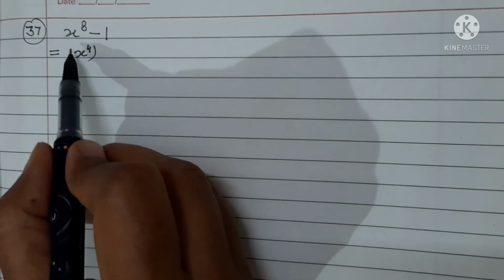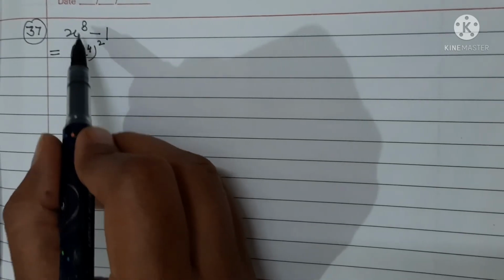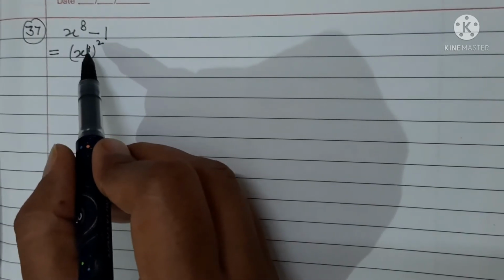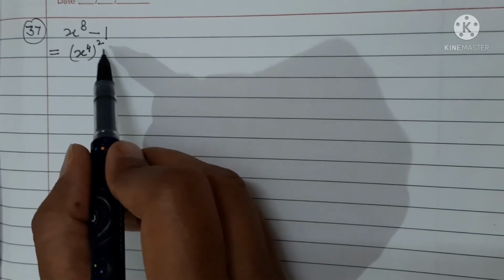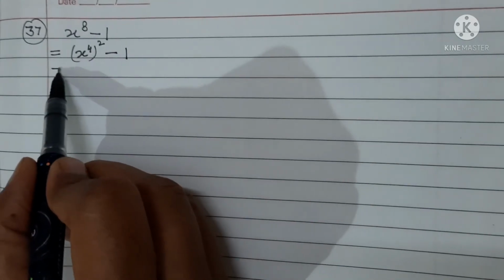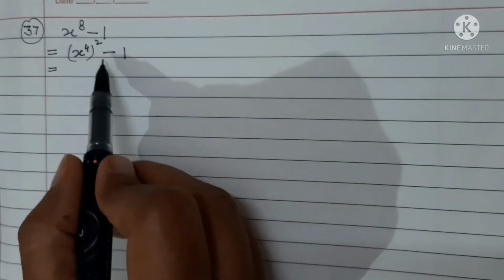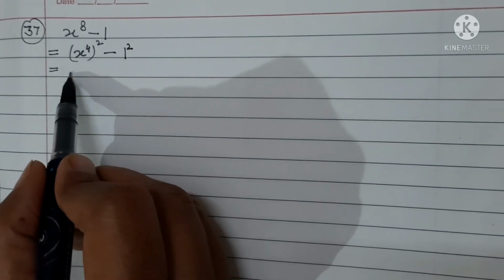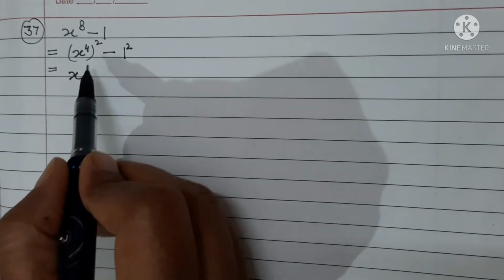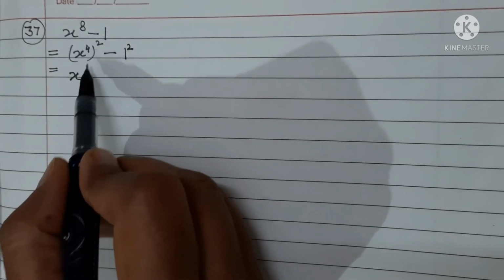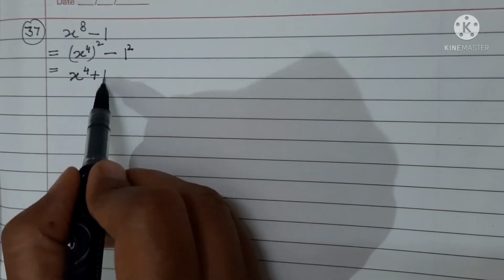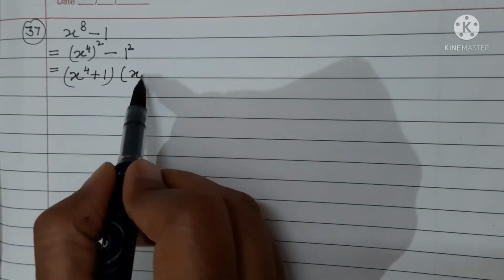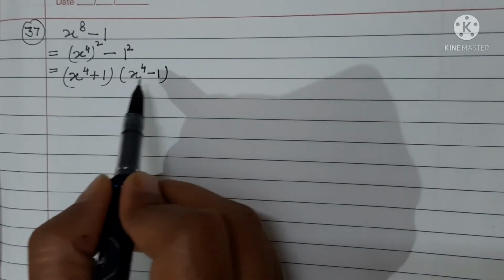of 4 whole square, since 4 times 2 is 8, so it remains the same when you write it like this, minus 1 square. Now open a square minus b square, which is a plus b, a minus b. So here our a is x to the power of 4 plus 1 and x to the power of 4 minus 1.